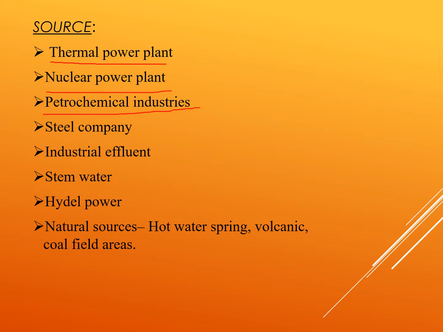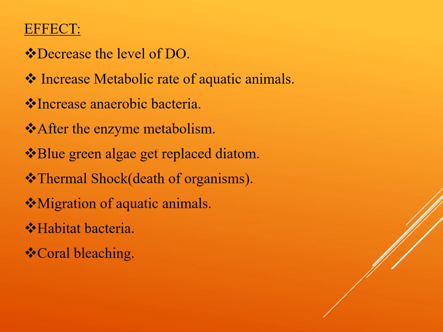Third is petrochemical industries. And next is steel companies, industrial effluent, steam water, hydropower, and the last is natural sources. Natural sources can be hot water springs, volcanoes, coal field areas. Next slide, we will see the effects of thermal pollution.